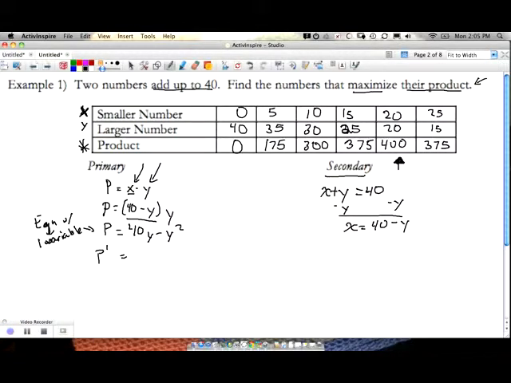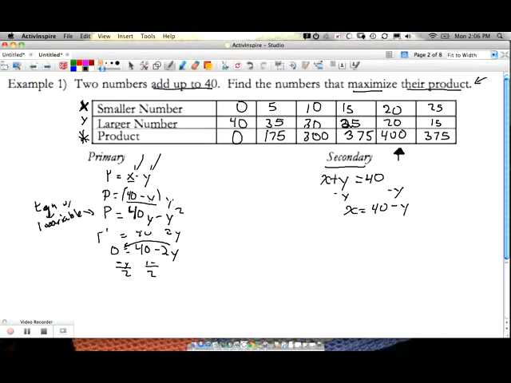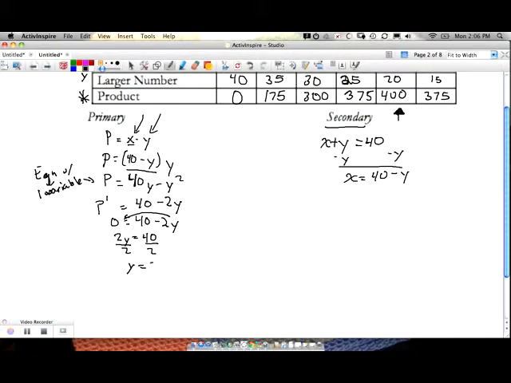So p prime, our derivative, is going to be 40 minus 2y. We're going to set that equal to 0. I'm going to move the 2y over, so we have 2y equals 40. If we divide by 2, that gives us y equals 20. Excellent. Hey, that confirms exactly what we said.